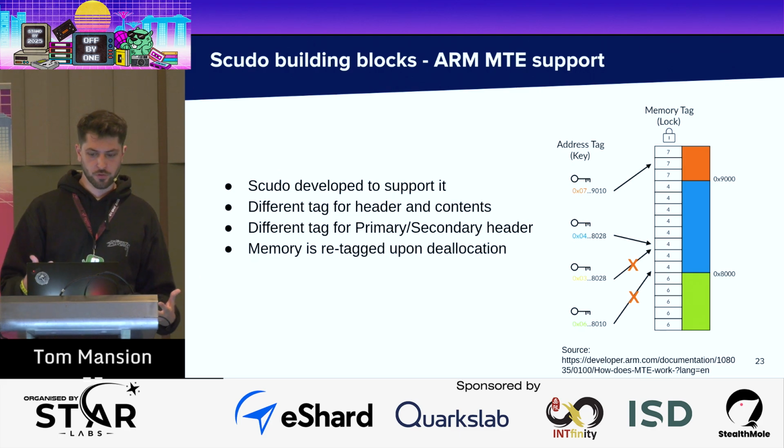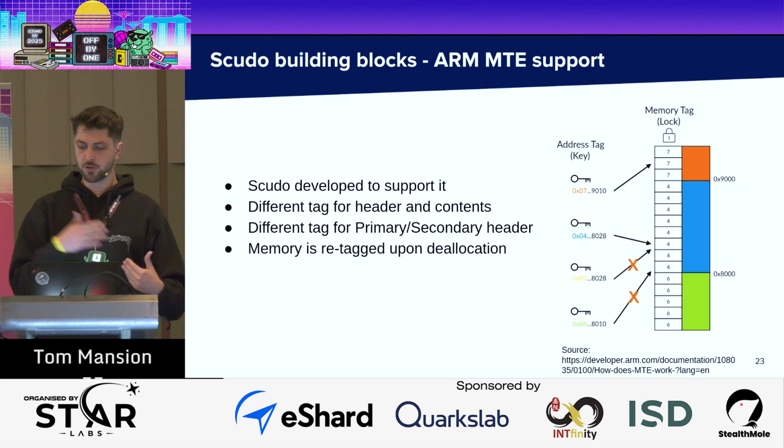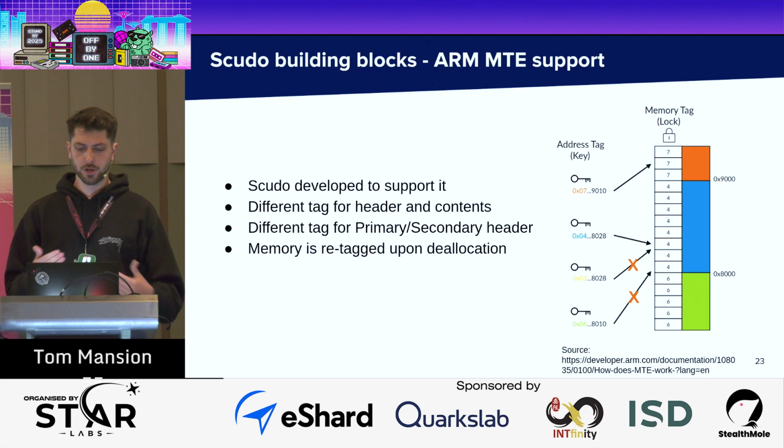So in the case of a buffer overflow, the pointer that's used to write into memory will only have the correct tag for its own chunk, and as soon as we attempt to write into another chunk with a different tag, a mismatch will be detected and the program will be aborted. This is very efficient for detecting memory corruption vulnerabilities, and Scudo has been built to support it.